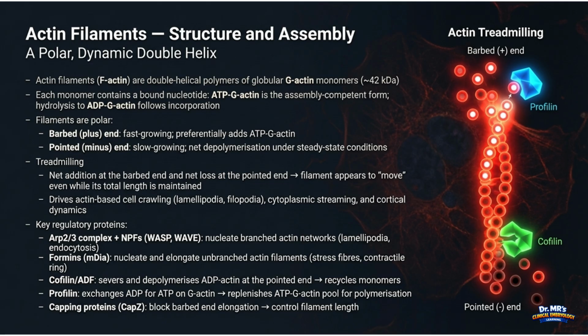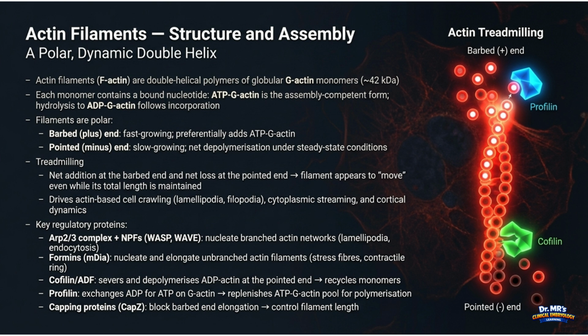It's under mechanical strain, kind of itching to break off from the chain, particularly at the older end of the filament. And this is what establishes the polarity. Actin has a fast-growing barbed end, which is the plus end, where fresh ATP actin is rapidly added. And it has a slow depolymerizing pointed end, the minus end, where old ADP actin is constantly breaking off.